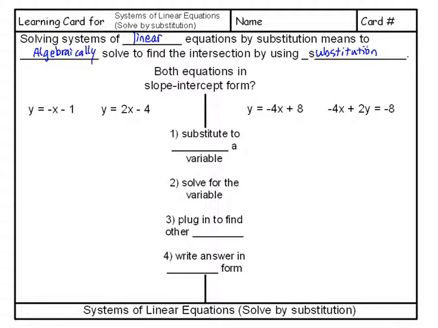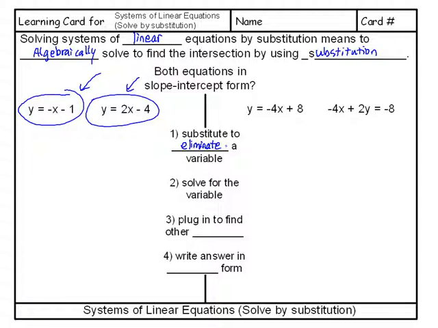Well, it's a very similar concept here. And let's take a look at it. I'm going to start on the left side over here. I've got two equations, a system of linear equations, and I'm trying to find the point of intersection. Both equations are in slope-intercept form. Well, that's more of a question. And in this case, they are. So it's easy, I can substitute to eliminate a variable.